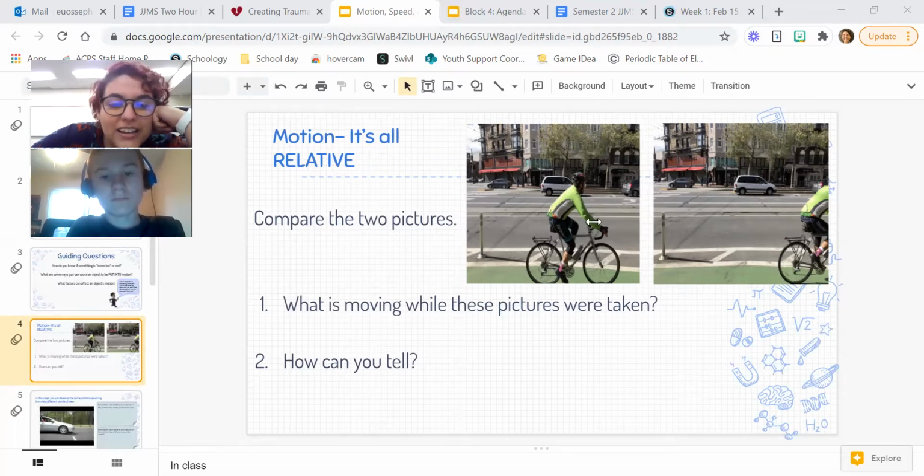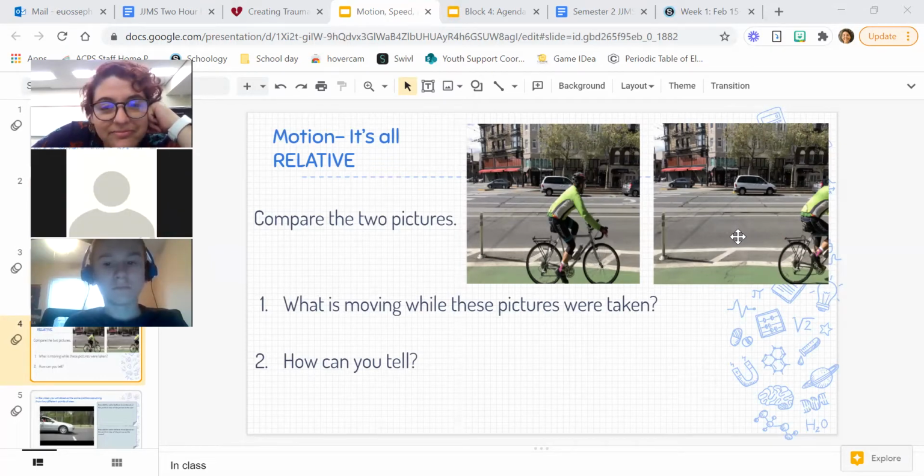Okay, so the bike hasn't fallen over. So think about the background. The background of the first picture and the second picture, have they changed at all? Yeah, the dude was in a different spot in the second picture. Right, Sarah. So when you compare the background to the bicyclist, the only thing that's changed is where the man on the bicycle is. Everything else has stayed the same.